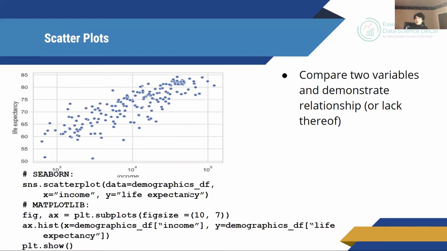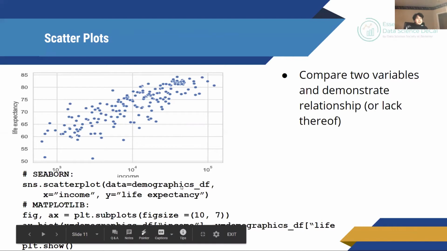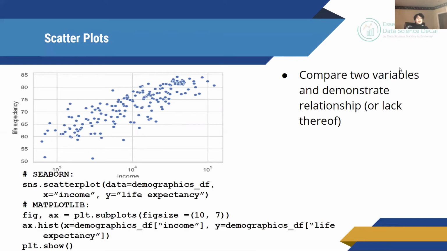Scatter plots are used if we want to see some sort of trend between two variables. And one way we can do this is using Seaborn and Matplotlib. Again, we put in our data frame as an argument, and then we put in the X and Y columns that we want. And same thing for Matplotlib. Scatter plots are really, really important. And I'll talk in just a second about why scatter plots and line plots should be used in different situations.